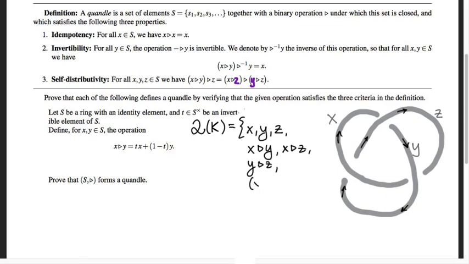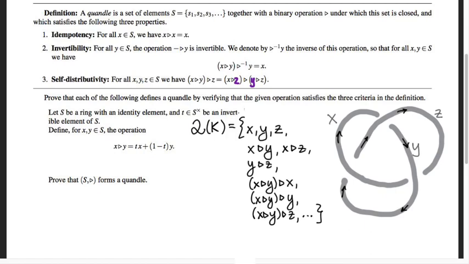And then we're also going to get elements like x triangle y, triangle x, and so forth, and so forth. X triangle y, triangle z, and so forth. Right? So there's going to be a whole ton of elements that make up this fundamental quandle. Some of these elements we can understand better by looking at the knot diagram.